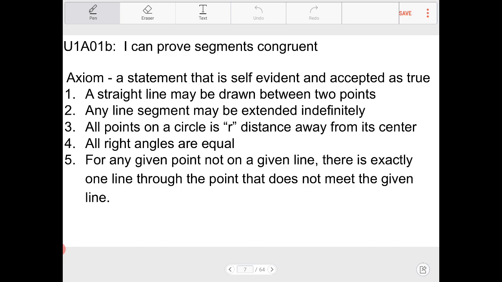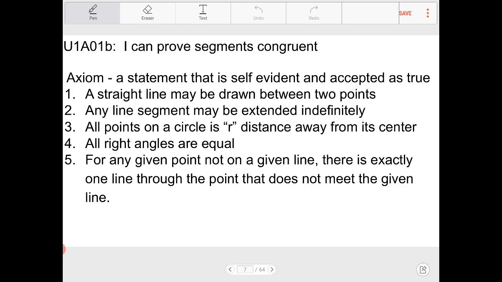The fifth axiom is one that is a little harder, a little more challenging to digest. Let's just take a moment to read through this. It says that for any given point not on a given line, there is exactly one line through the point that does not meet the given line. So what this means in translation, just to break it down, is that if you have a pair of lines that are parallel, they will never ever meet.